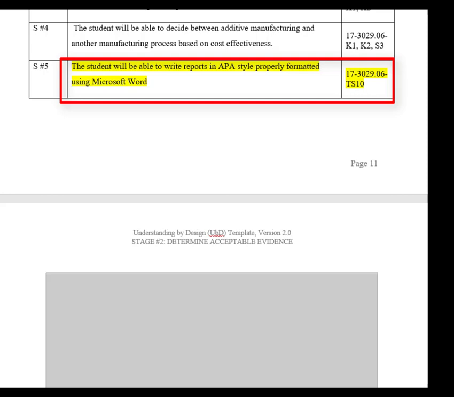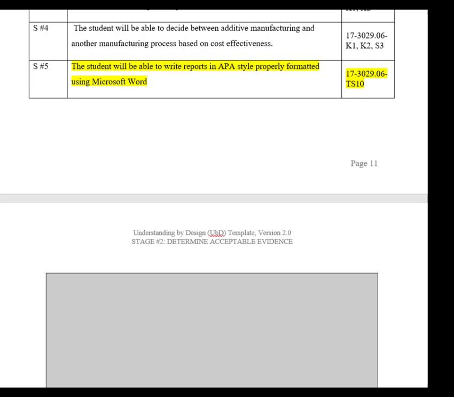When I said the student will be able to write reports in APA style properly formatted using Microsoft Word, that competency was added as I realized in the later parts of this, in stage 2 or 3, that I'm going to need this competency in there. All right, so this is a new skill based on a new competency.